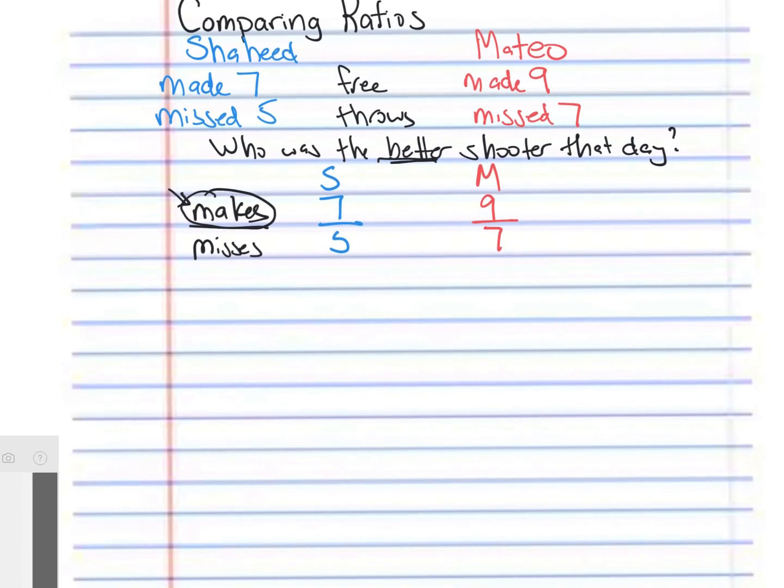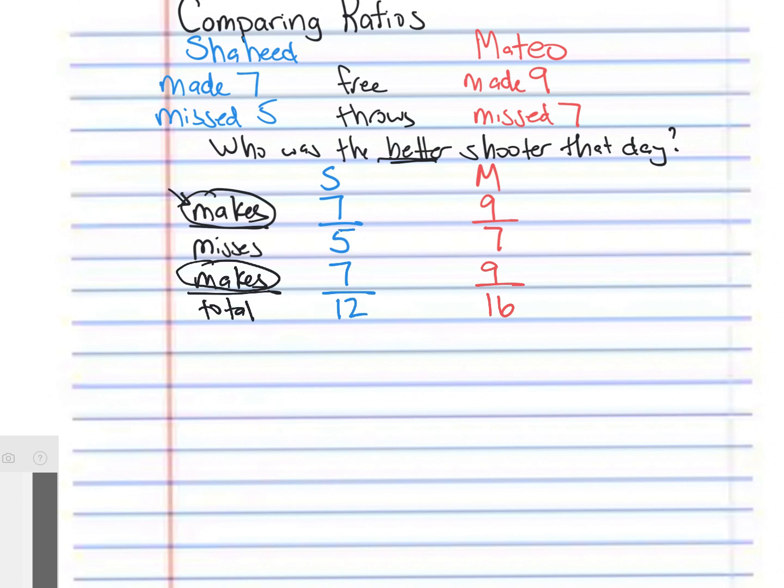We could also, though, do makes to total shots taken. And in that case, Shahid would be 7 to 12 because we would put the 7 and 5 together. And Mateo would be 9 out of 16. But once again, I want you to notice that we emphasize that makes because, for most of us, if we're talking about who's the better shooter, we're going to look at what percentage or what fraction or what ratio of their shots that they're actually making. So first thing we have to do is set up our ratio. So you can either do makes to misses or makes to total, depending on what makes the most sense to you.